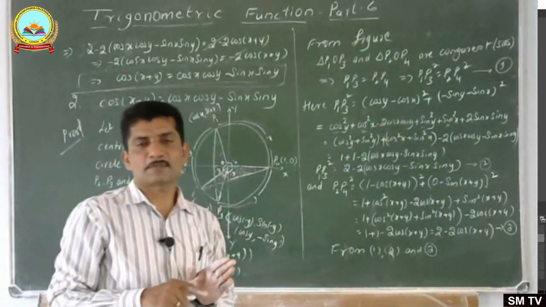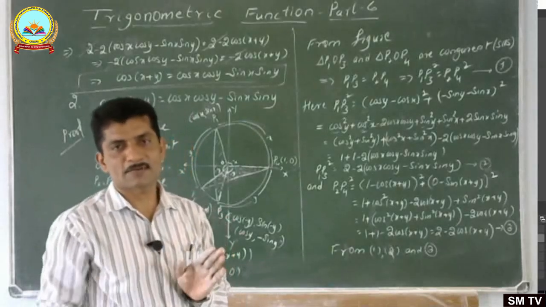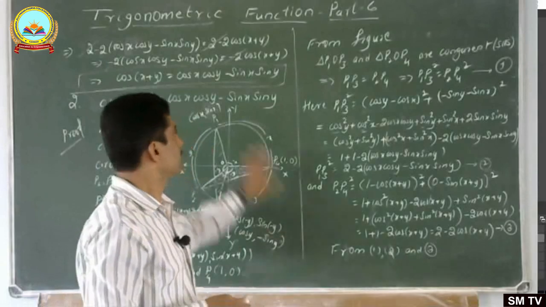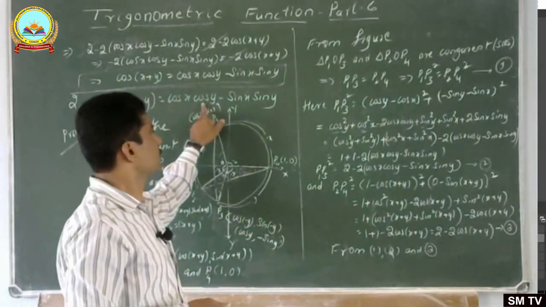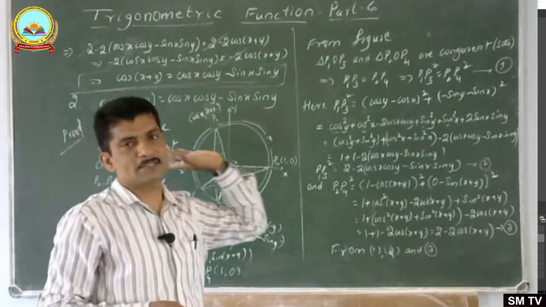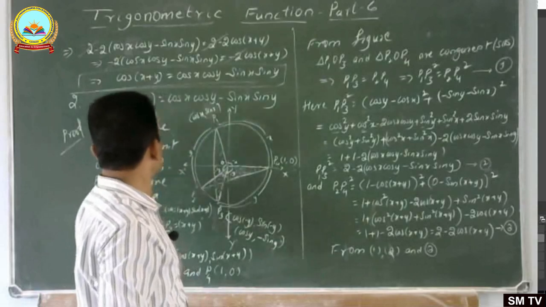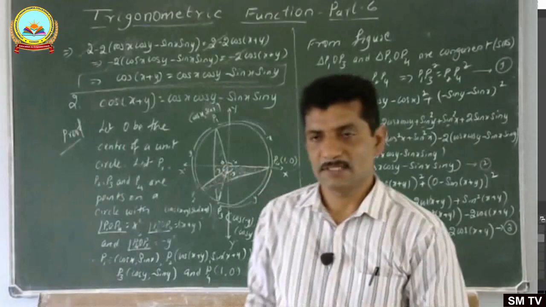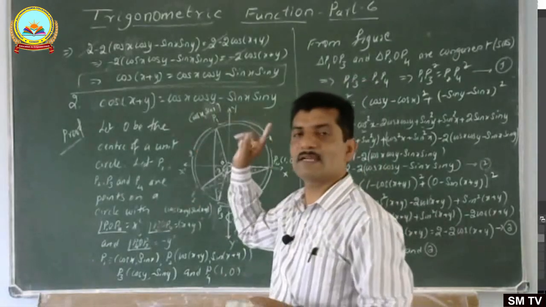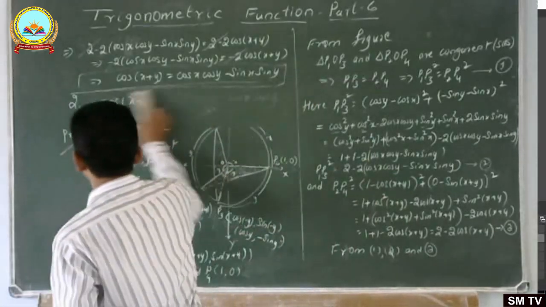Or sometimes it is put as cos of alpha plus beta. Here put x equal to alpha and y equal to beta, and you get cos of alpha plus beta is equal to cos alpha cos beta minus sin alpha sin beta. Hence the proof of the second result, the compound angles: cos of x plus y is equal to cos x cos y minus sin x sin y. It is a very important result.